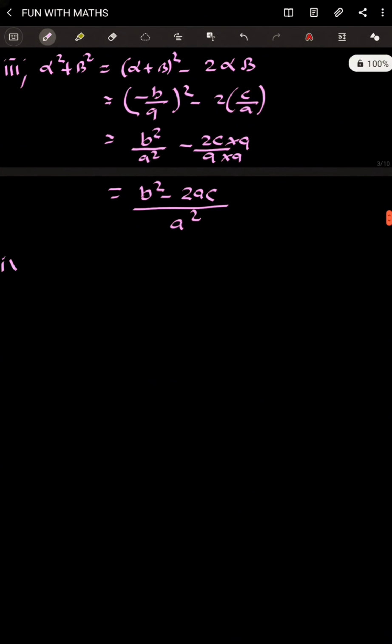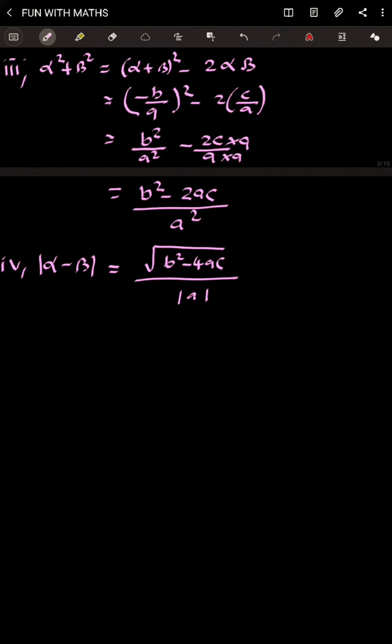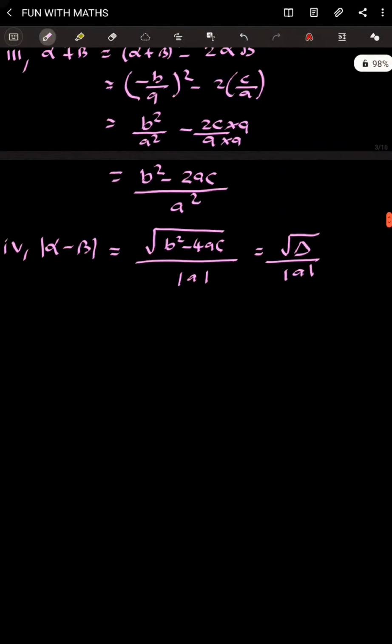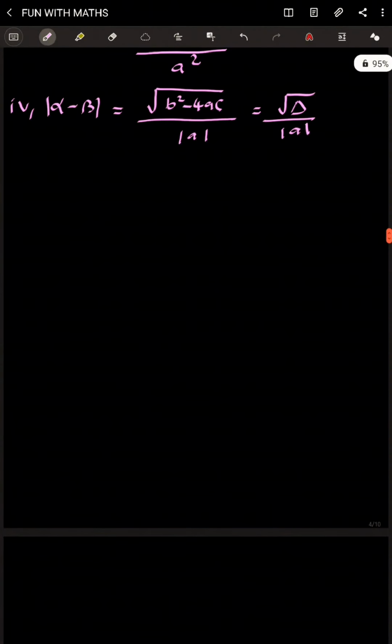Next case, mod alpha minus beta equal to root over b square minus 4ac by mod a. So we already discussed that b square minus 4ac is delta, so we can also write delta by mod a. So these formulas are important, so you should prepare well.